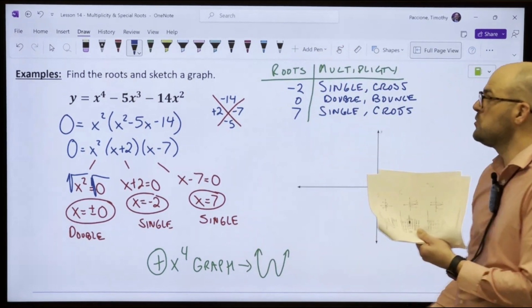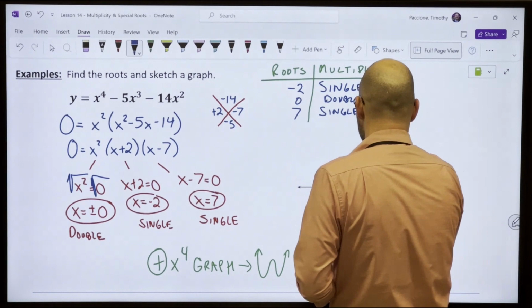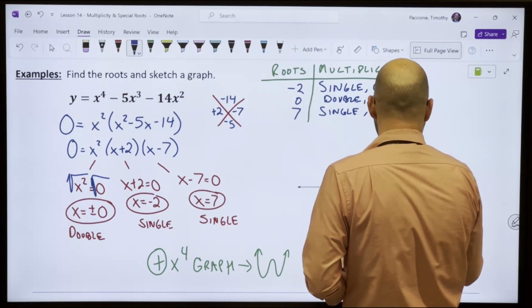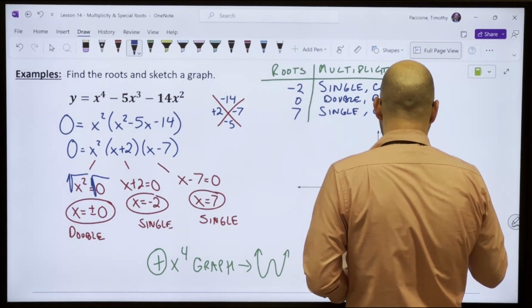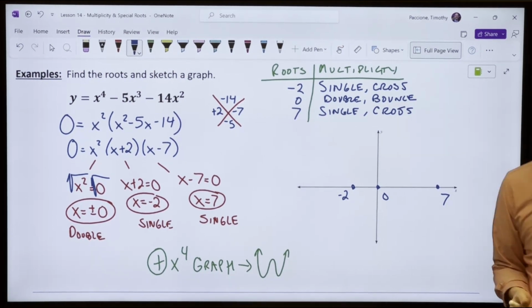Then I add those roots to my graph. I got one at negative 2. I got one at 0. And I got one at 7. And when we're sketching, we're just estimating, right? Now, the other thing you want to keep in mind is your y-intercept. But here, our y-intercept is 0 because we don't have a c, right? So that'll come up more in the next problem.